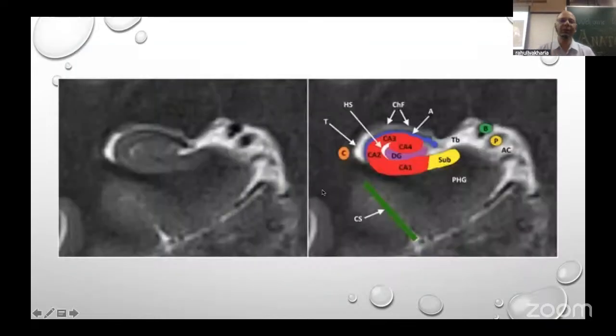This is a high resolution 3 Tesla MR image, which I don't expect you to be able to know, I'm just telling you. But there's a schematic diagram present explaining what I just spoke. So parahippocampal gyrus, subiculum, CA1, 2, 3, 4, dentate gyrus. The blue line that you are seeing is the alveus, which forms the fimbria.